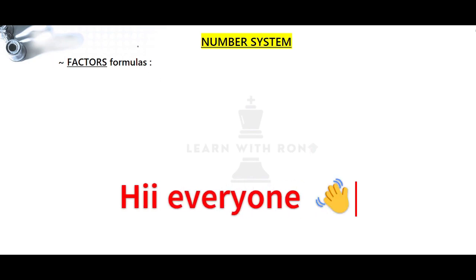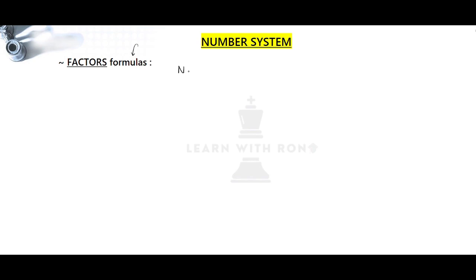Hi everyone, let us start with factors formulas. Let us assume there is a number capital N in the prime factorized form. If I write N in the form of a to the power of p multiplied with b to the power of q multiplied with c to the power of r, here a, b, c are unique prime numbers.